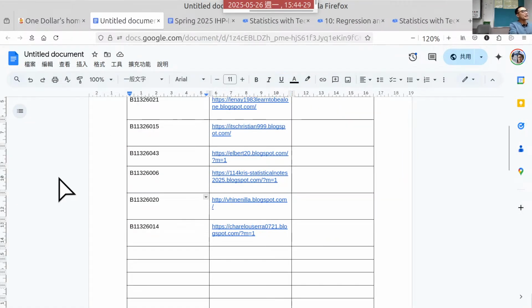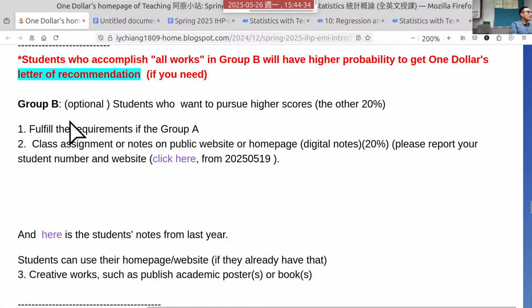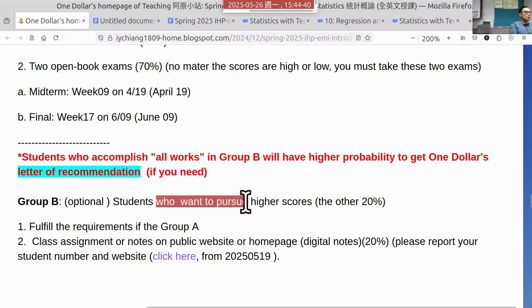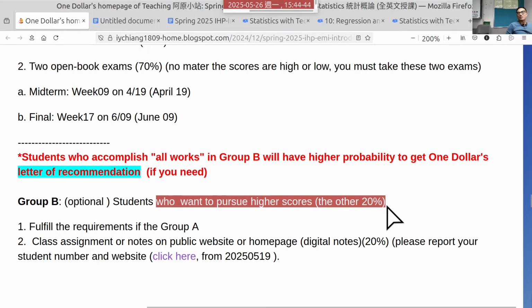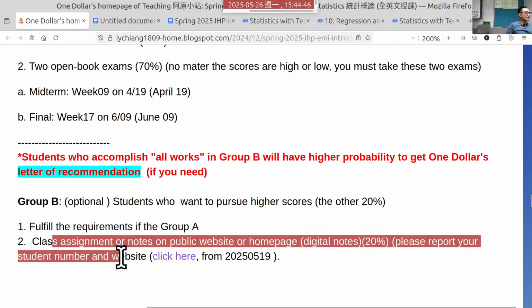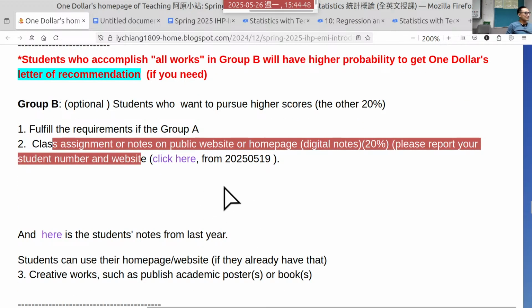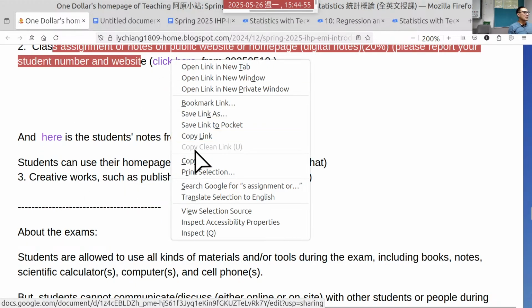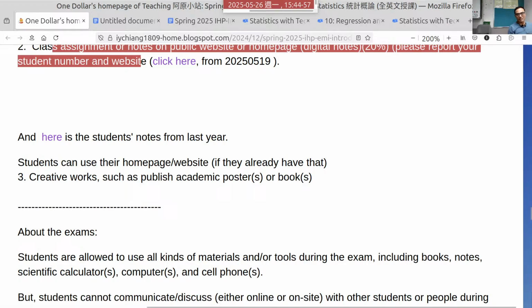Again, I encourage you, if you have your own website, this one is optional. It's not a requirement. Students who want to pursue higher scores, the other 20%, you can write your notes like this one. And you can check the students' notes from the next semester. You can click here. And again, let me share this information.